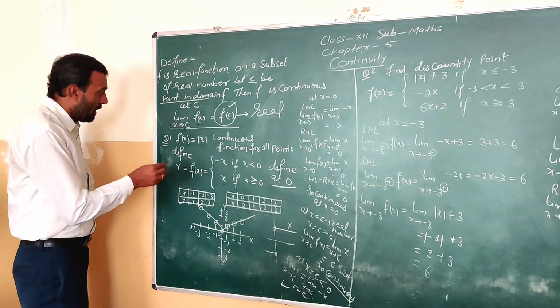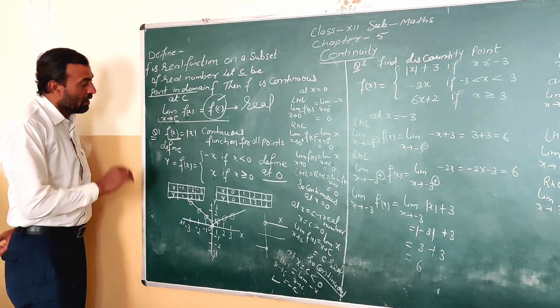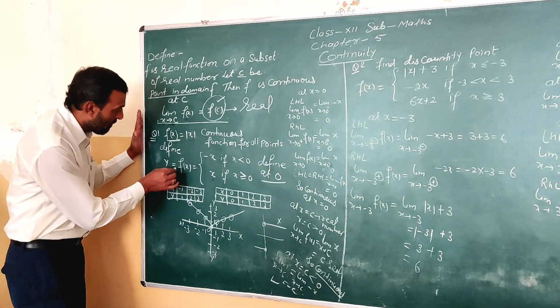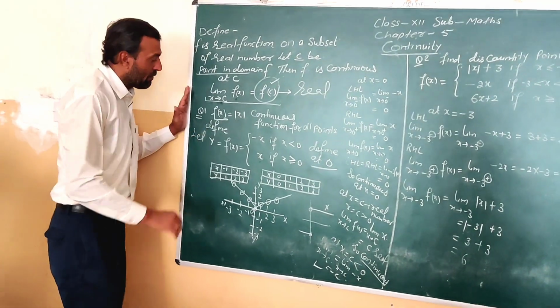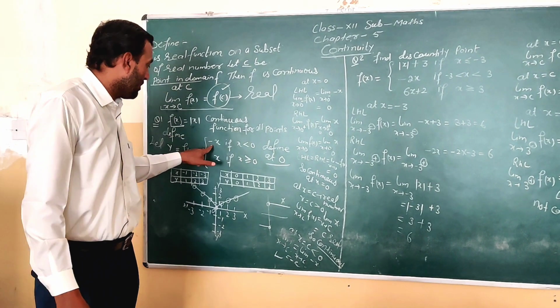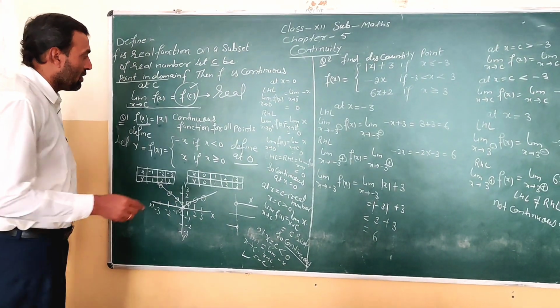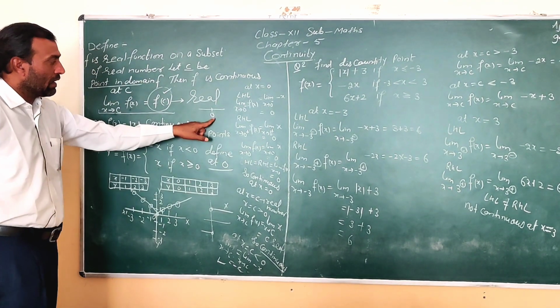So first of all I define this function. I am taking f(x) equal to y, so let y equal to f(x), and now I define the function. Modulus x is either negative or positive. Let us discuss at 0. The function is defined at 0.